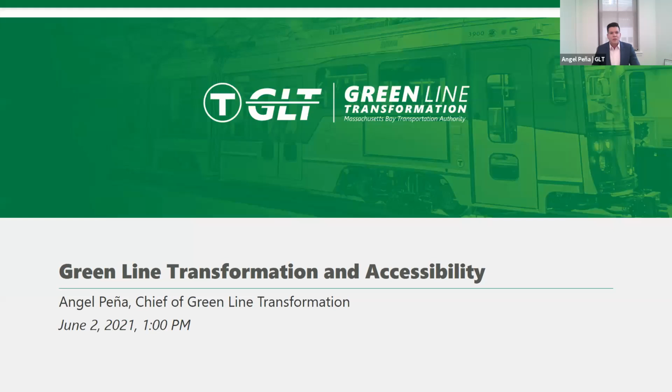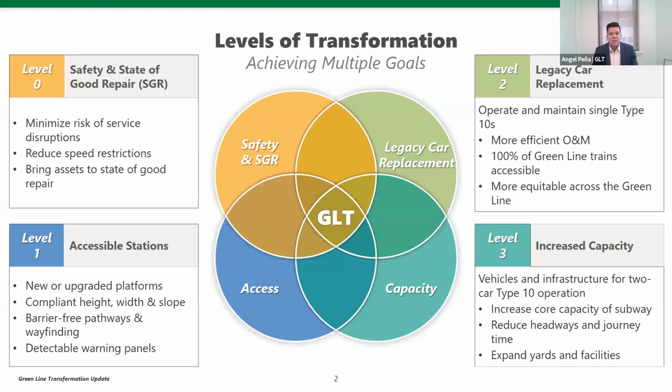I have a presentation. Let's wait for a moment. That's great. Okay. So yes, the Green Line Transformation, or as we call it, GLT, has aligned more than 65 projects in the program portfolio into 4 levels of transformation, which we are advancing at the same time. Level 0 is the foundation and focuses on state of good repair and safety projects. These ongoing critical infrastructure investments will better serve riders today, but also for the years to come.